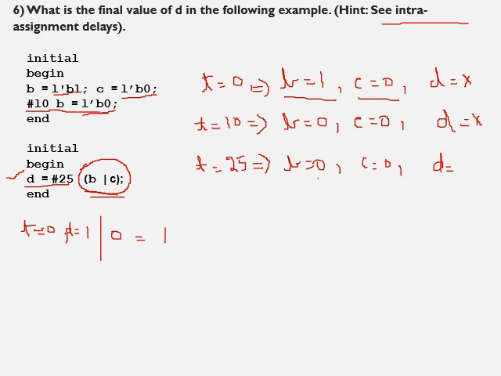But the meaning of intra-assignment delay is the values are read and evaluated at time t equal to 0 only, but the evaluated value is assigned to D at time t equal to 25. So the value is 1 but it is assigned at time t equal to 25. This is the difference between intra-assignment delay and the normal regular delay.